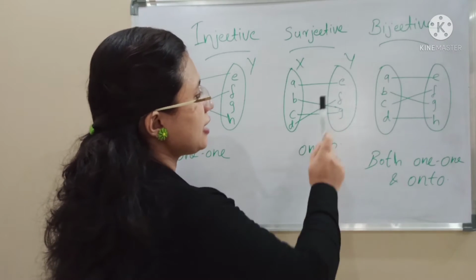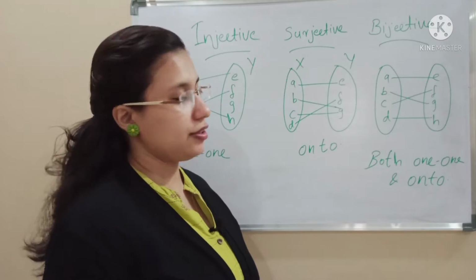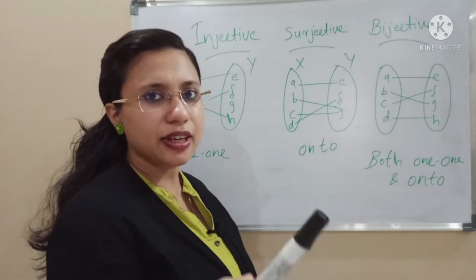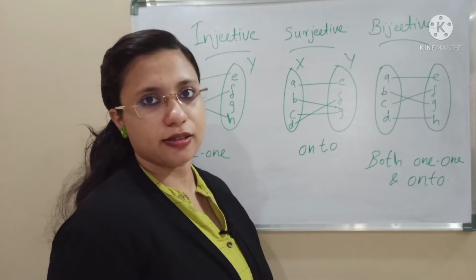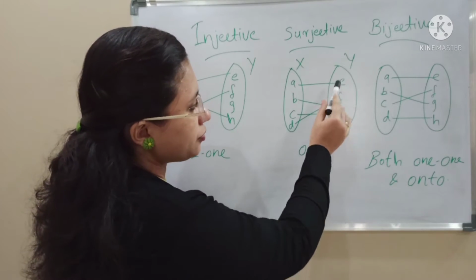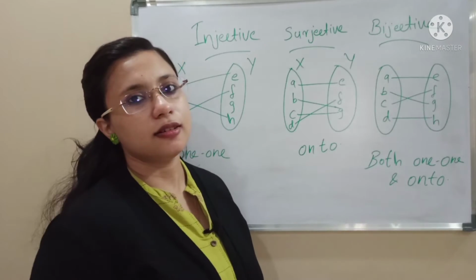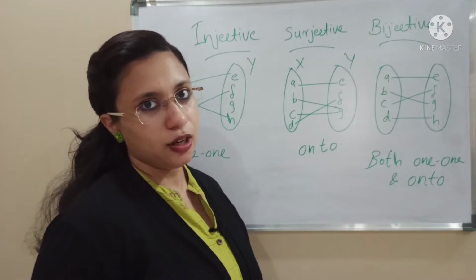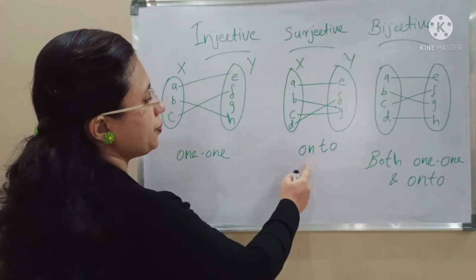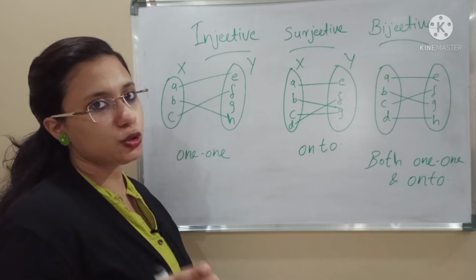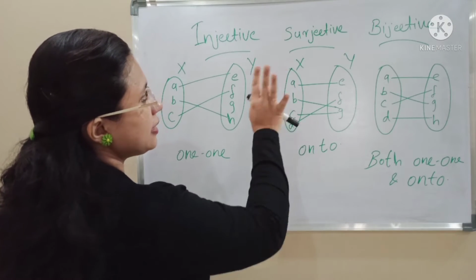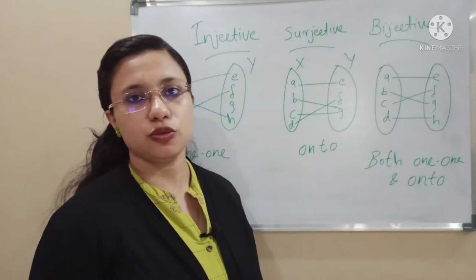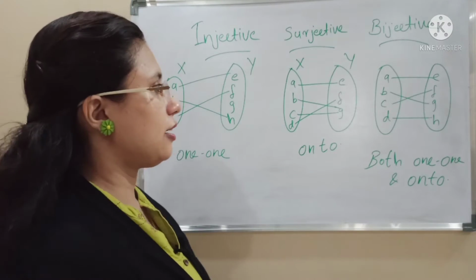D is having the image F. So all the elements in Y are having a relation with elements in X. So there are no free elements or free images in Y, all are related with each other. So that is our onto function, and onto function is the same as surjective function. We have seen all this, what is 1-to-1, onto, into functions, in the previous classes.